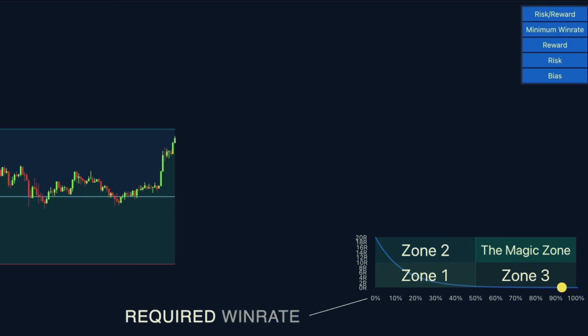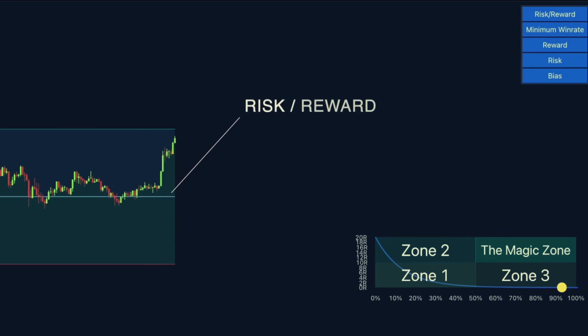Furthermore, this precise point is calculated based on the required win rate and the risk-reward ratio. This calculation aids you in understanding the type of strategy you need to employ at any given time to be profitable. In other words, you can, at any given point, assess the kind of strategy you need to use to make money, depending on the price's position within the risk-reward box.